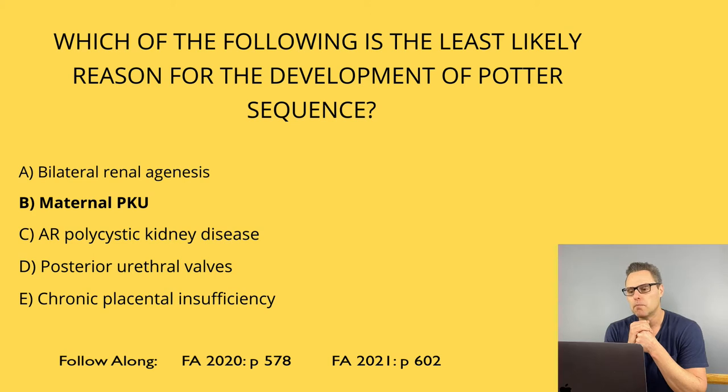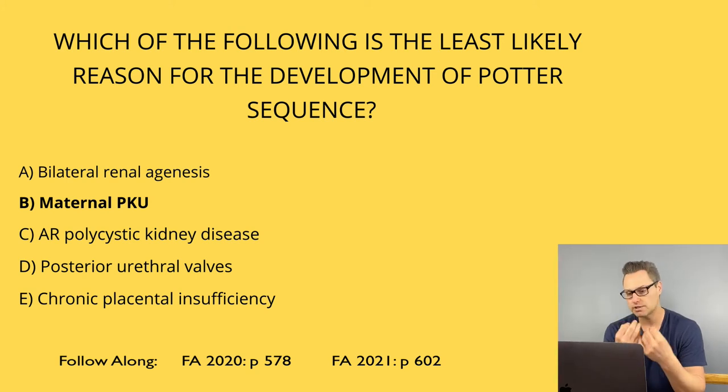So, Potter sequence, this is a condition that develops as a result of oligohydramnios. When there's not enough fluid, that fetus becomes compressed. This results in a myriad of consequences, such as flattened face, deformed limbs, but most dangerously is pulmonary hypoplasia, and that's actually going to be the most likely cause of death.